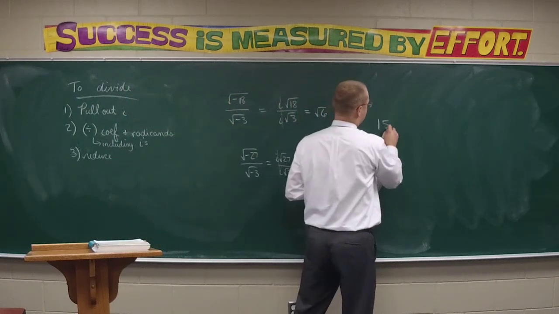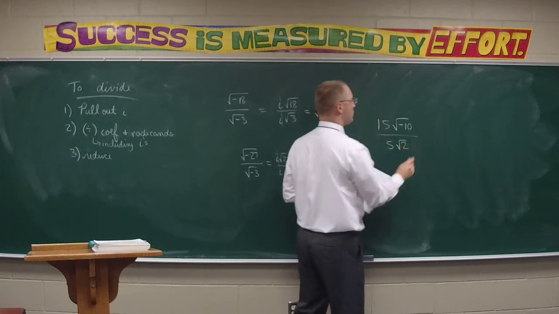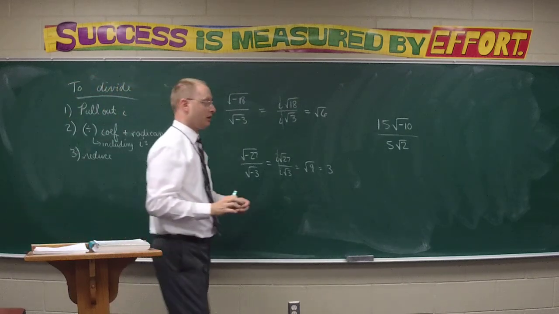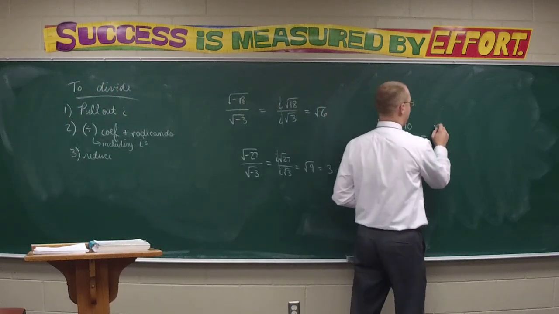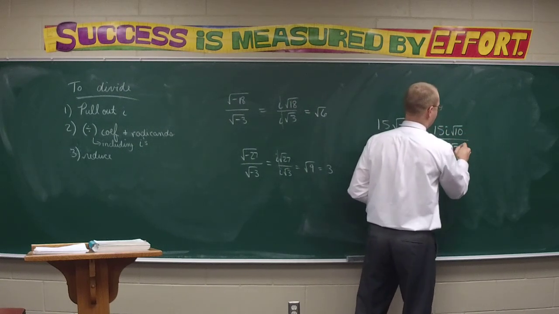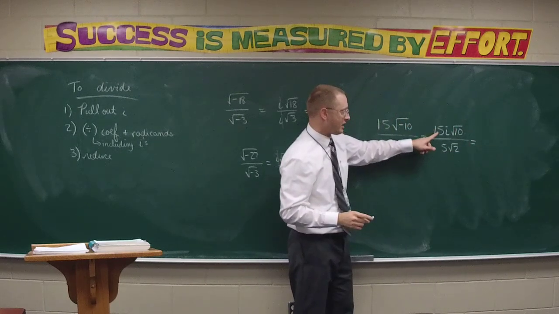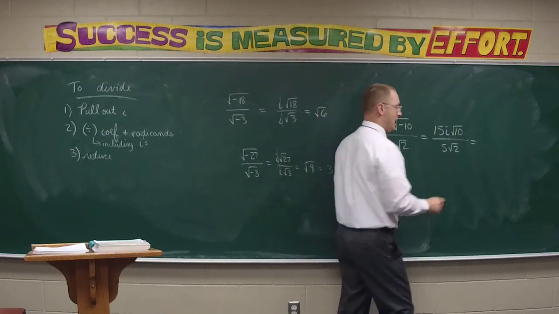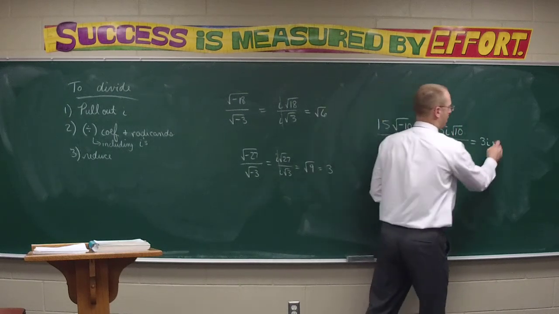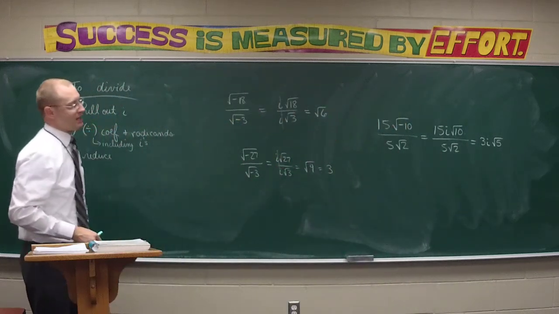What if we had 15 times the square root of -10 divided by 5 times the square root of 2? Well, here in the numerator, class, I've got to pull out my i, but there isn't an i in the denominator, so it becomes 15i square root of 10 all over 5 times the square root of 2. So this time, 15i divided by 5 is 3i, times the square root of 10 divided by the square root of 2. And because I divided imaginary by real, I'm left with imaginary.